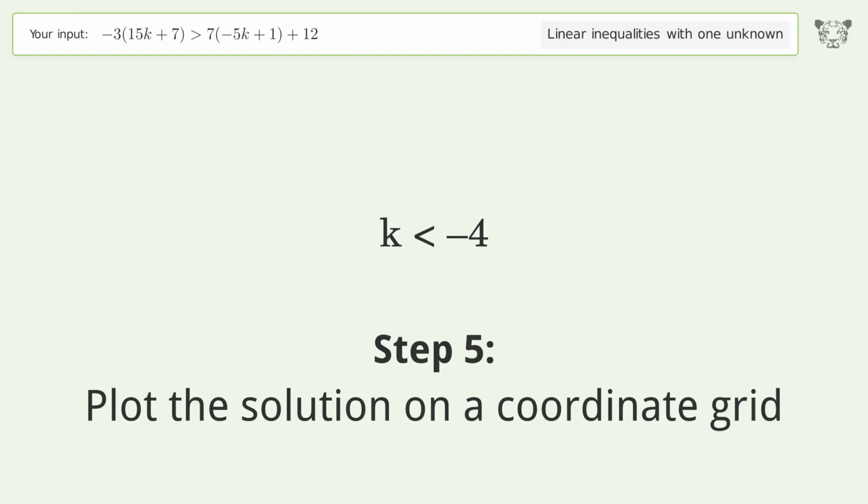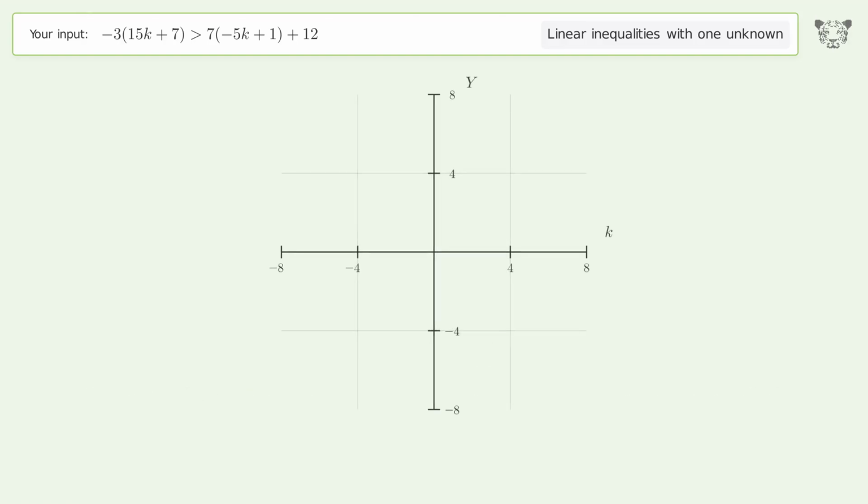Plot the solution on a coordinate grid. And so the final result is k smaller than -4.